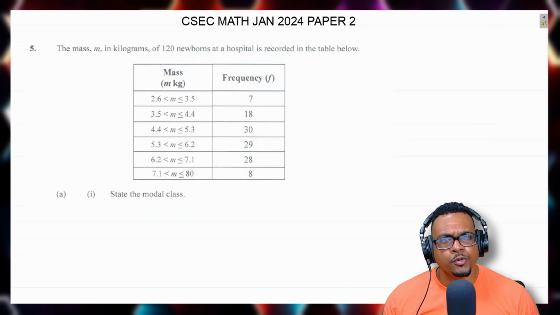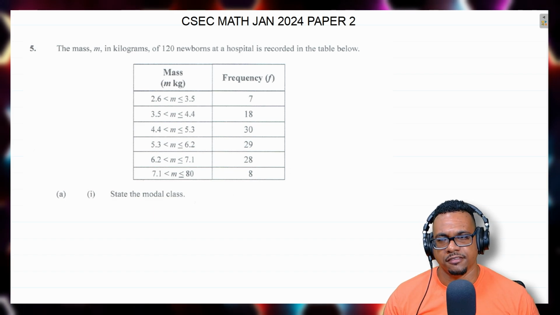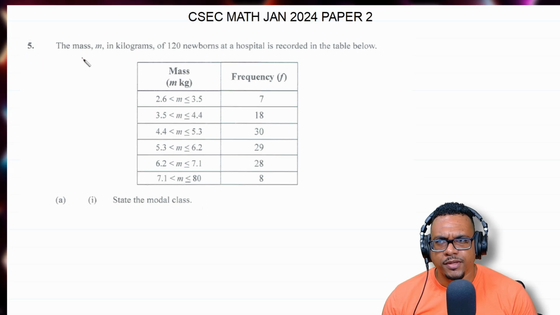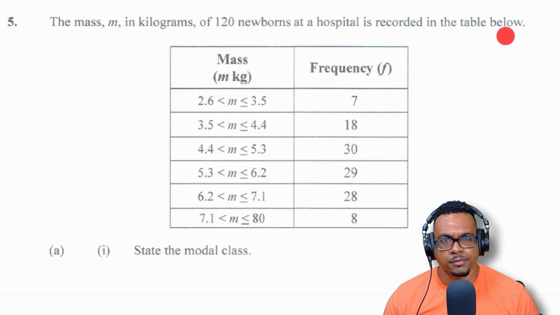In this video, we want to look at the CSEC Math January 2024 Paper 2, Question 5. So here in Question 5, we have the mass M in kilograms of 120 newborns at a hospital is recorded in the table below. So here we have the mass in kilograms.